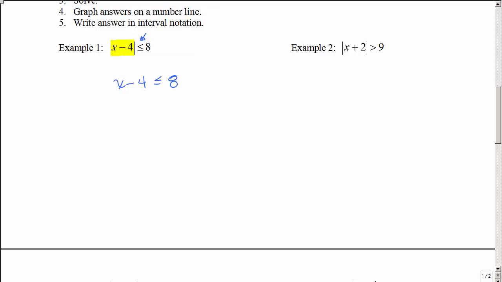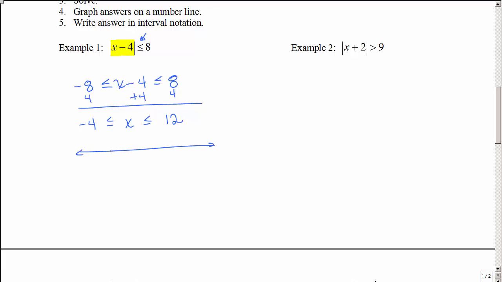But we have to sandwich it between not just positive 8, but negative 8 as well, and write that same symbol. Now we're going to solve for x. So we need to add 4 to all three parts. So we have negative 4 less than or equal to x less than or equal to 12.